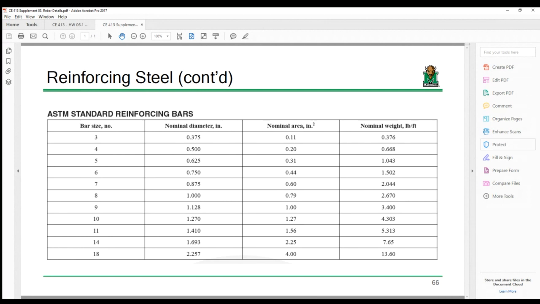And if you look at the area of a number 3, it has an area of 0.11 square inches. Okay, and remember, if you have a number 3 bar, the diameter of a number 3 is 3/8, so pi over 4 d squared, the diameter being 3/8, will come out to be 0.11 square inches. So the area of a number 3 bar is 0.11 square inches. Now, if you then look at the problem, let me go back to the problem.